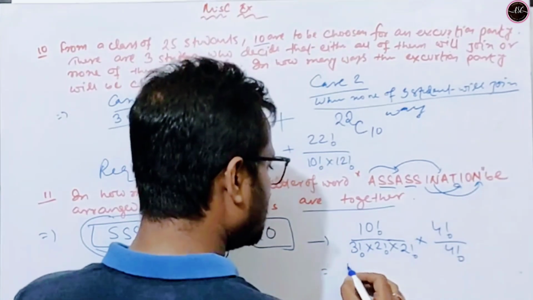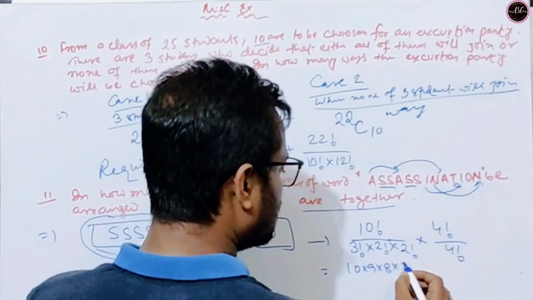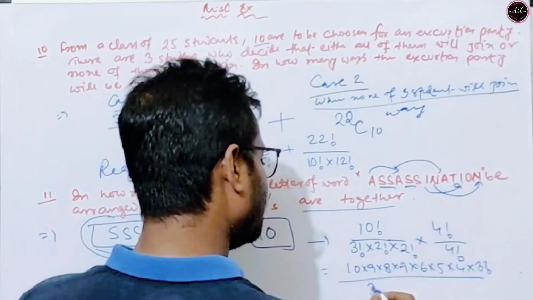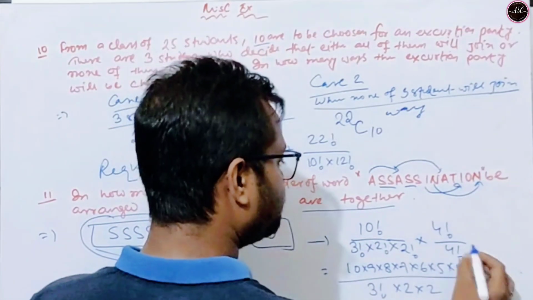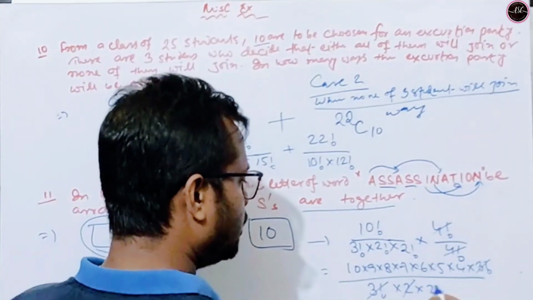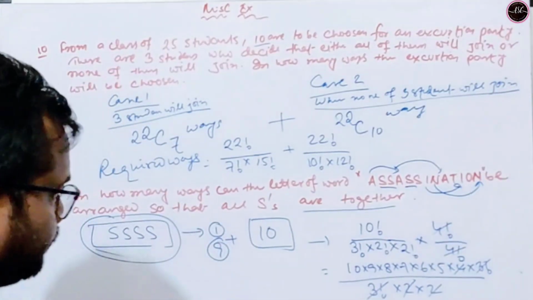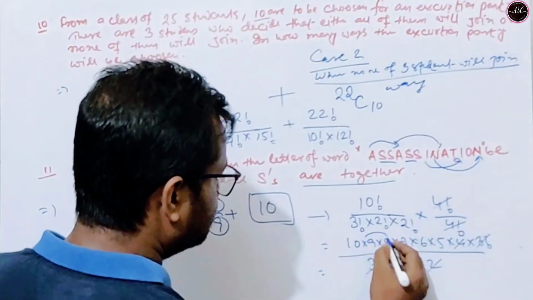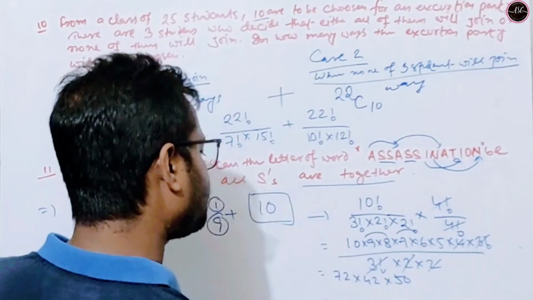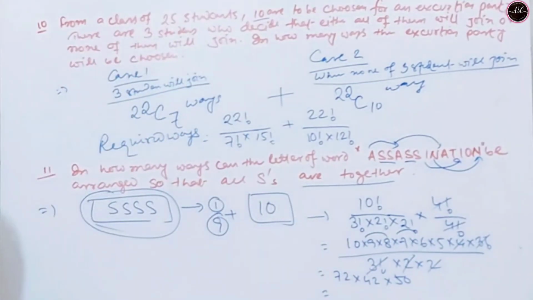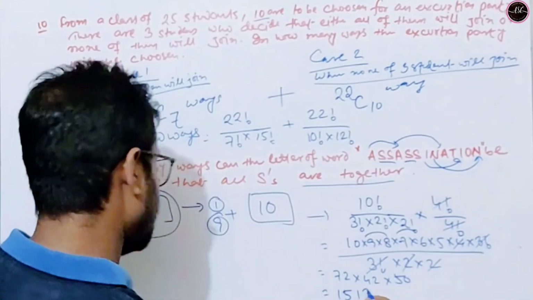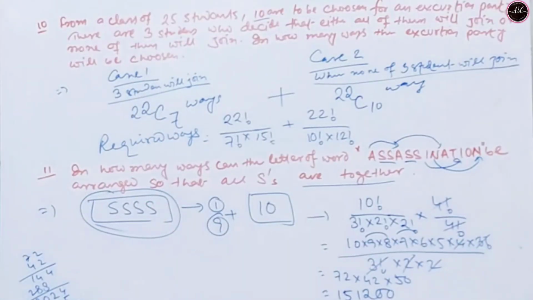So just calculating this, we get 10 into 9 into 8 into 7 into 6 into 5 into 4 into 3 factorial divided by 3 factorial into 2 into 2, and 4 will be cancelled out, 3 factorial will be cancelled out, and 2 will be cancelled out by 4. So we have 72 into 42 into 50. So just calculating, we have 151,200. Okay, will be the answer.